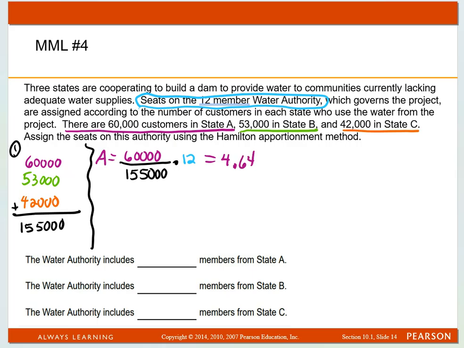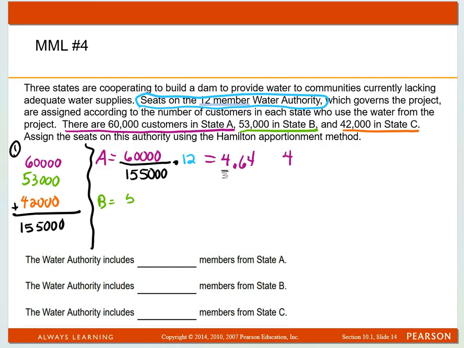4.64. So right now I know that state A, when you look at the whole number part right here, that's how many seats state A is going to get. They're going to get 4 seats. And so now I'm going to move on to state B.